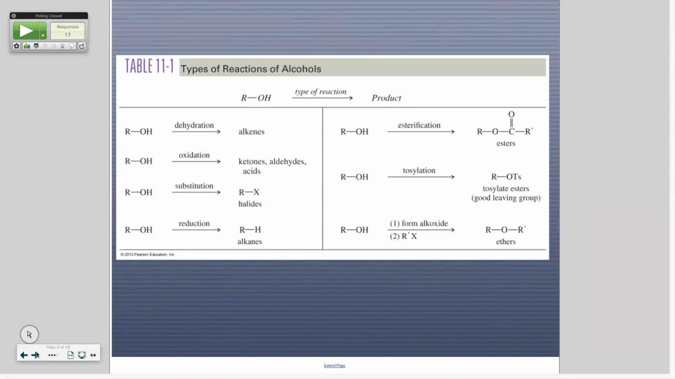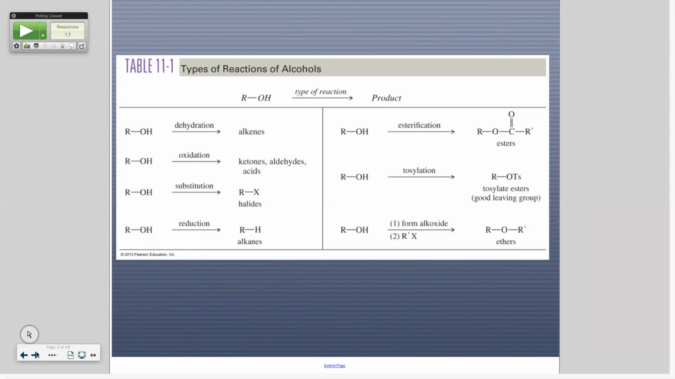Oxidation is the one that we're going to talk about today, making ketones and aldehydes from alcohol. Oxidation is loss of hydrogen. Dehydration is loss of the whole water molecule.